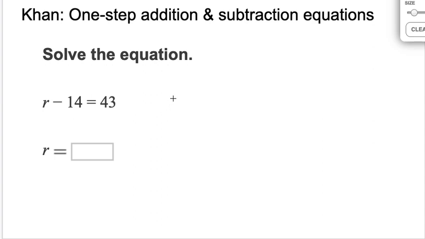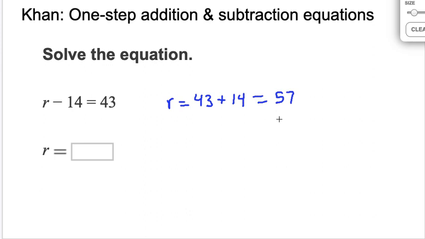And the way we can find that, our r then is going to be equal to 43 plus 14, because that gives us a number that is 14 more than 43. And then that would give us 57.